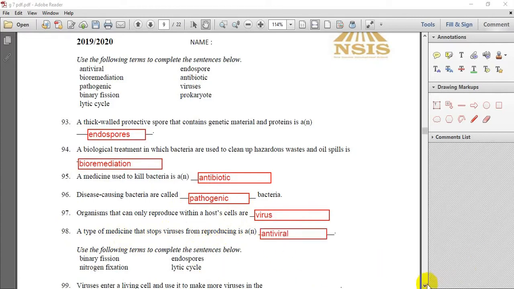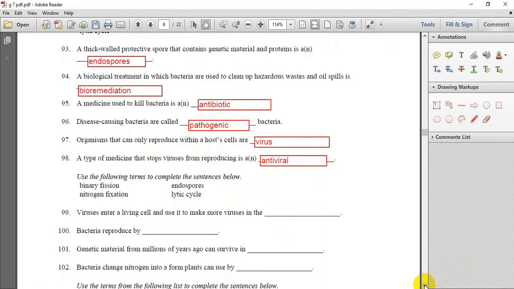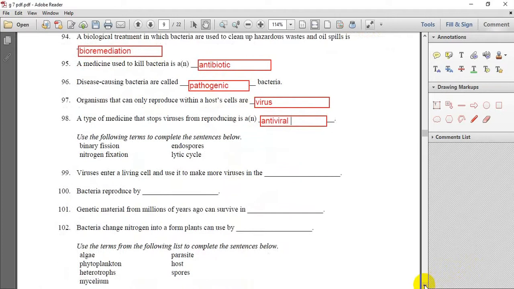Next question, 99. Viruses enter a living cell and use it to make more viruses. In which kind of cycle does the virus enter and make copies directly? Yes, in the lytic cycle.